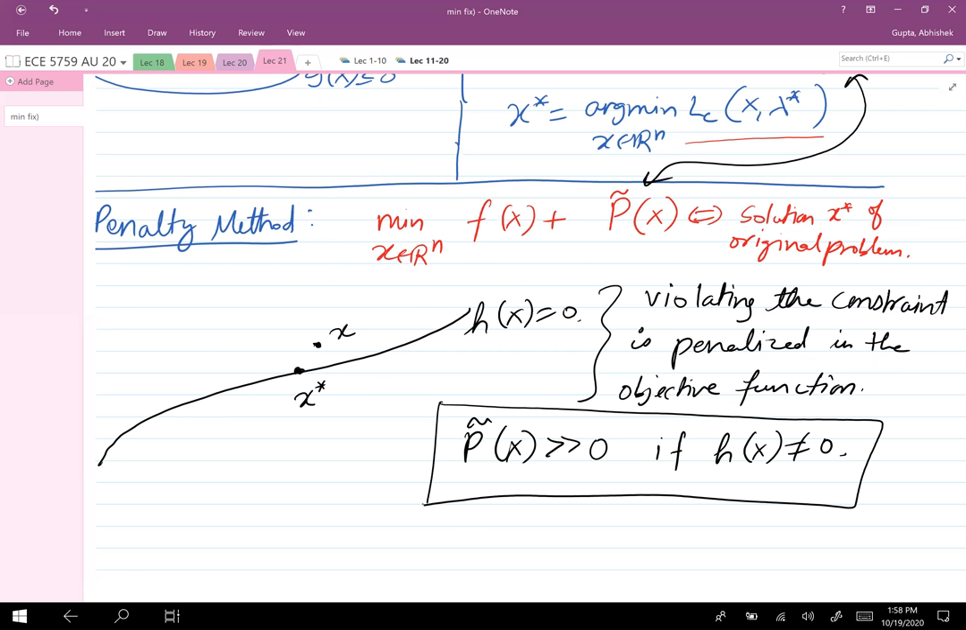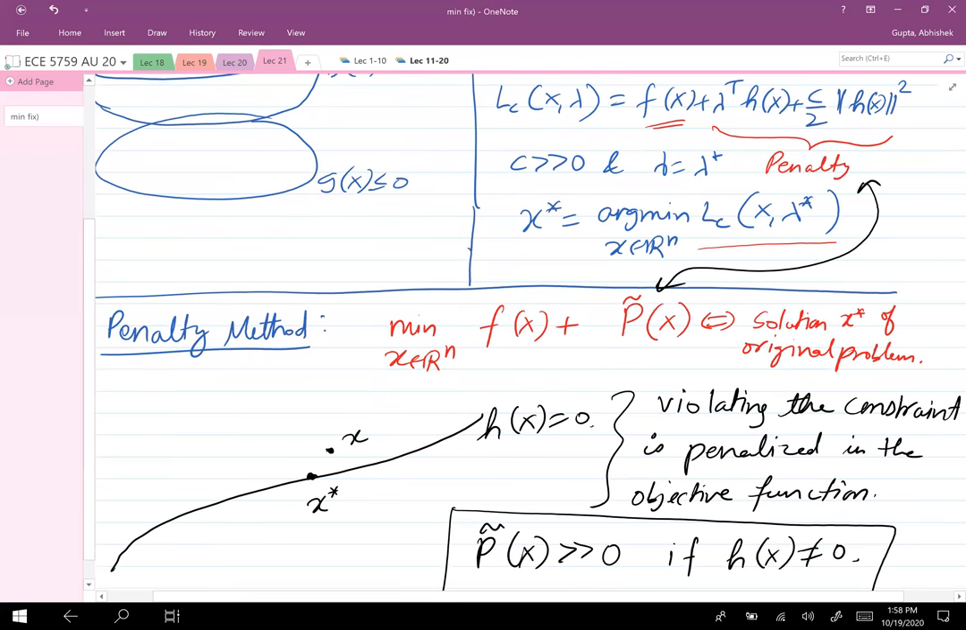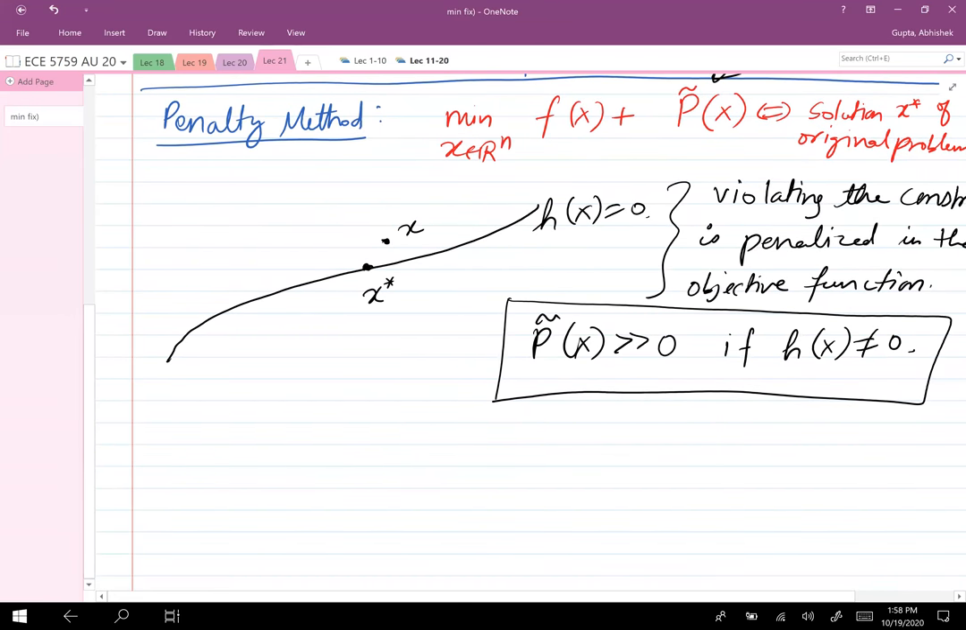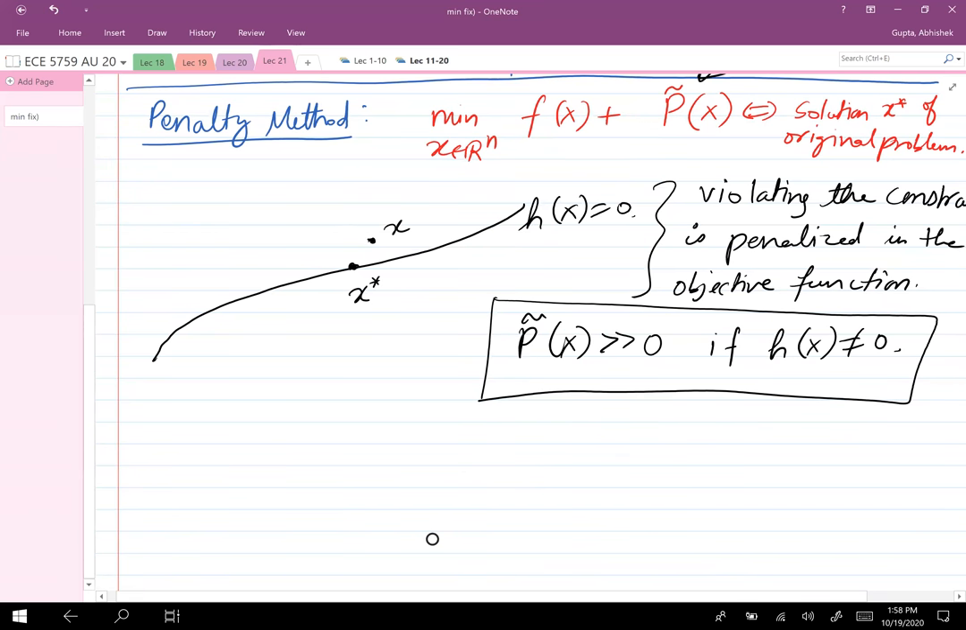Now, what I want from you, I want you to take 1 or 2 minutes to think about what could be a good penalty function P tilde of X. I mean, I want some other idea. So one idea is already embedded here, which is C over 2 norm of Hx square. So lambda transpose Hx plus C over 2 norm of Hx square. So that's one penalty term. But can you come up with some other penalty function which also has this property that as soon as you go outside the manifold, you pay a heavy price?